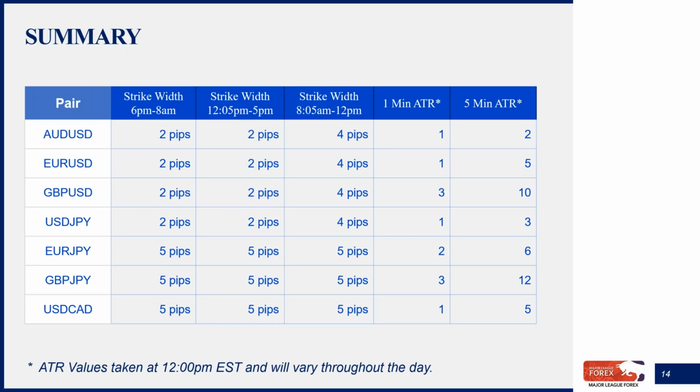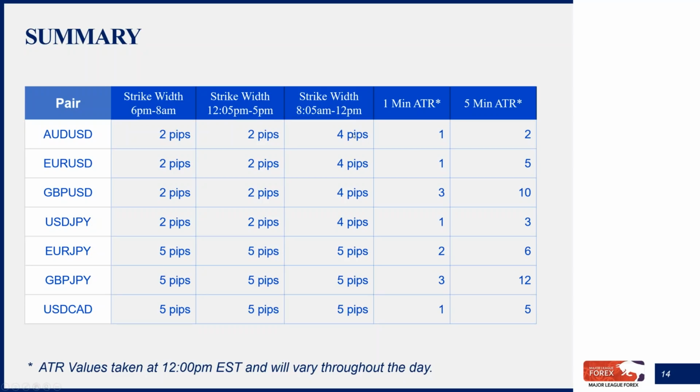The reason I'm bringing this up in one chart is the last 2 categories over here, okay? One of the things I want you to take into consideration is the ATR, or average true range. Let's look at this first line, the Aussie dollar. The 1-minute ATR, and these are taken at about noon, they will change throughout the day, but the ATR is about 1. On the 5-minute, it's about 2, so it's not a really big mover at noon, okay? Hence why we have smaller strikes.